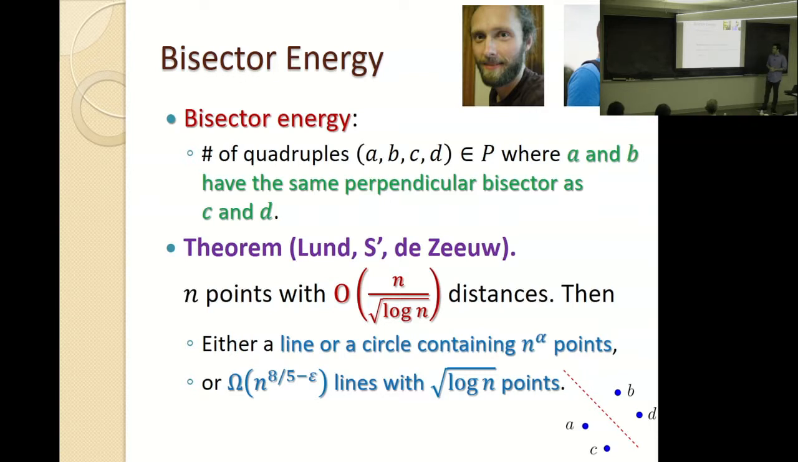Okay. I suspect that there's no way to have so many lines with log n points without having a line with more points on it, especially if you also have the constraint that you have fewer distances, but I couldn't do anything with it so far.